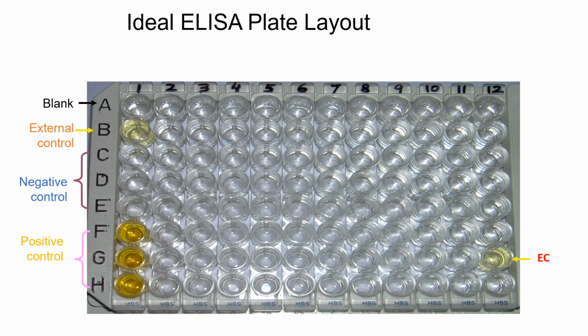And this is the ideal ELISA plate layout. So we have a blank control, then external control, negative, and the positive control.